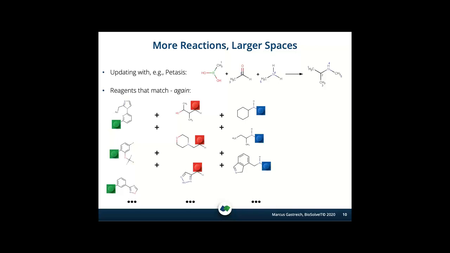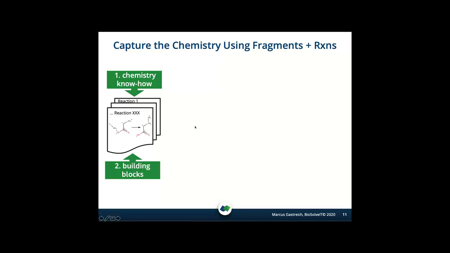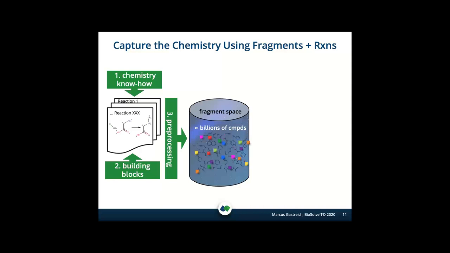So I mentioned the bookkeeping before. Bookkeeping is done using Colibri. So all we need to do is encode the chemical reaction know-how and the building blocks, feed this into Colibri as two input streams. And then we have this pre-processing that takes care of removal of duplicates. You can do filtering of building blocks that are too fatty, and so on and so forth. And then we have created a so-called fragment space, a chemical space, a chemical fragment space.